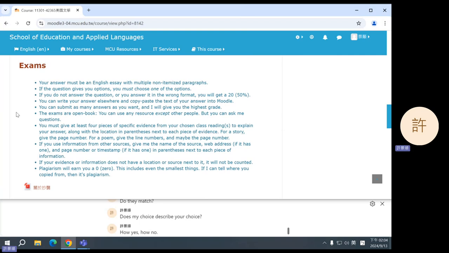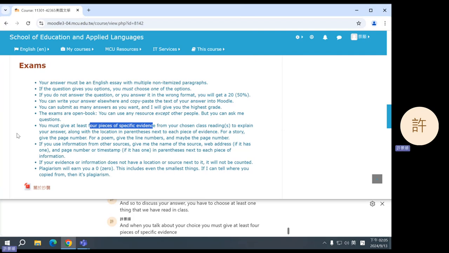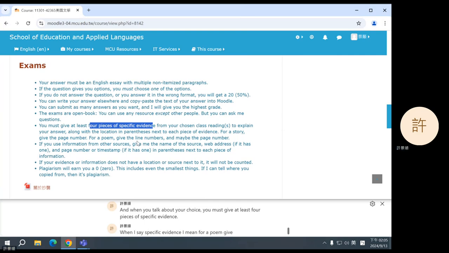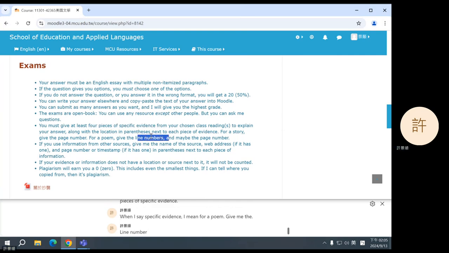Where do they match? Where do they not match? And why? And so to discuss your answer, you have to choose at least one thing that we have read in class. And when you talk about your choice, you must give at least four pieces of specific evidence. When I say specific evidence, I mean for a poem, give me the line number, 第几行, and for a story, please give the page number. So at least four pieces of evidence from your choice or choices.